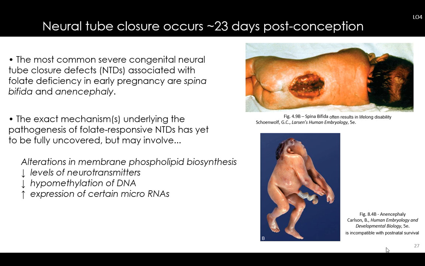The neural tube closure defects, NTDs, in particular spina bifida and anencephaly, are among the most common severe congenital malformations associated with folate deficiency during early pregnancy. Spina bifida, as shown at top, often results in lifelong disability and may necessitate multiple surgical interventions, while anencephaly, as shown below, is incompatible with postnatal survival.